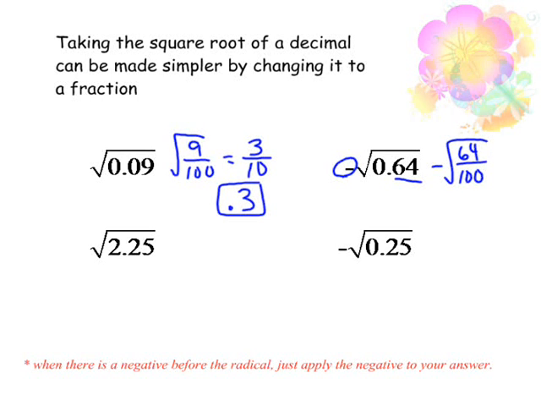We could simplify that now, like we did on the previous slide, or if you want to go ahead, since they're both perfect squares, and say the square root of 64 is 8, and the square root of 100 is 10. We have -8/10, and we can change that to a decimal, -0.8.